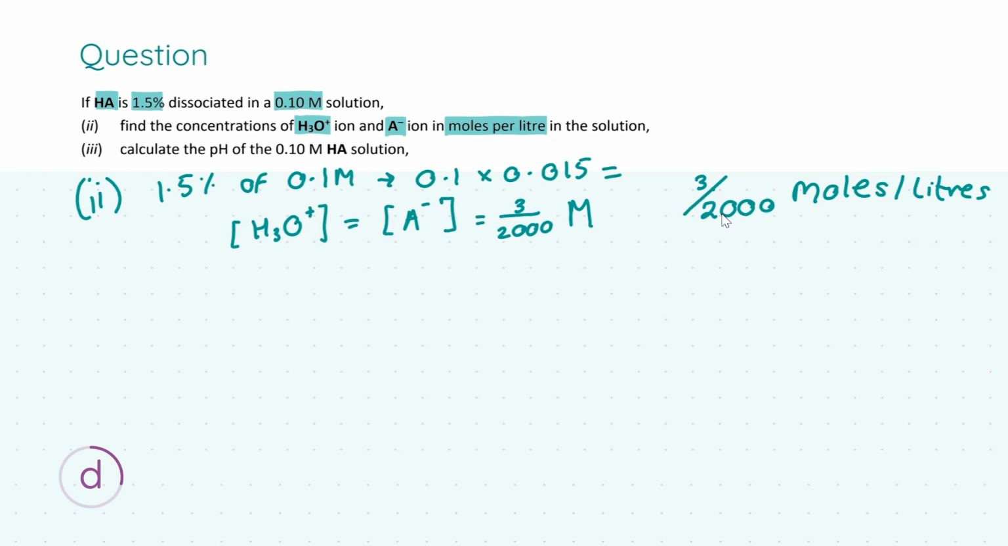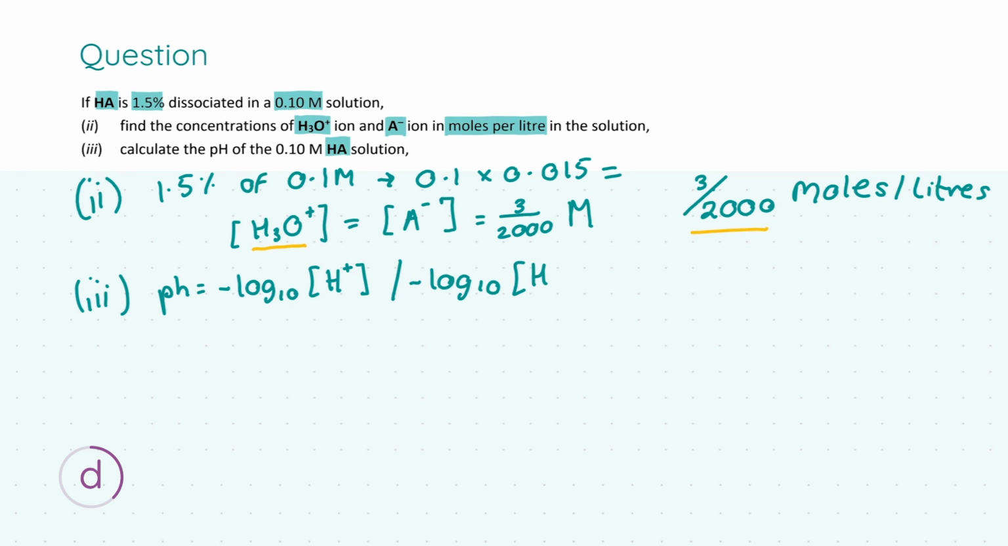Okay, so now we're going to move on to the third part of question D. And this asks us to calculate the pH of the 0.1 molar HA solution. Okay, so when we're calculating the pH, what formula are we going to use? We're going to use this one, which we should learn off, okay? pH is equal to minus log to the base 10 multiplied by the molarity of H plus ions in the equation. This can also be written as minus log to the base 10 by the molarity of H3O plus ions.